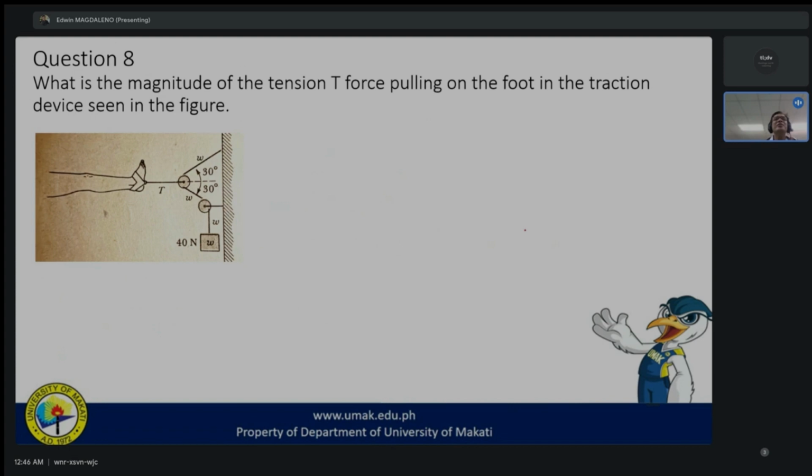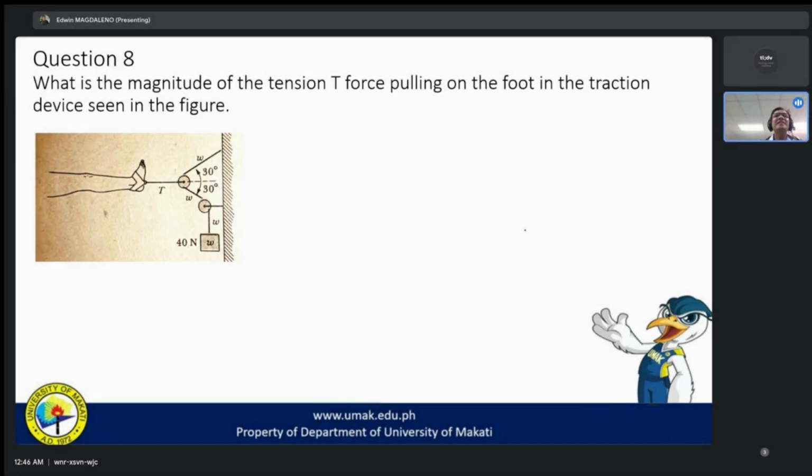Okay, so I have question number 8. What is the magnitude of the tension P force pulling on the foot in the traction device seen in the figure? So this is a question on statics. In statics, we assume no motion, so we only have the forces acting on the object. The problem here is that there are multiple forces on multiple points.